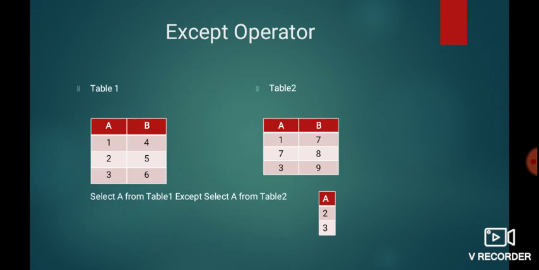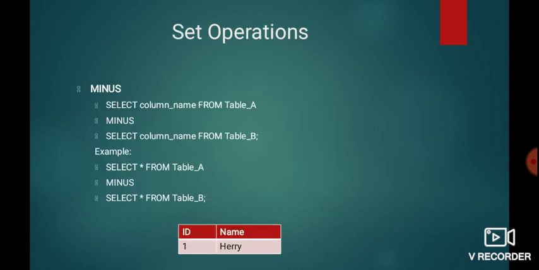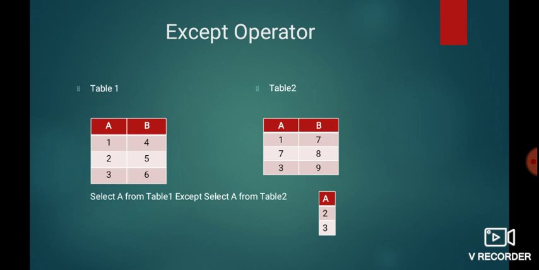Okay, next we have the except operator. It is similar to the minus operator, but this except operator we can also use for set operations, and it is commonly used in nested queries. We will see that later. In set operations it is similar to the minus operator.